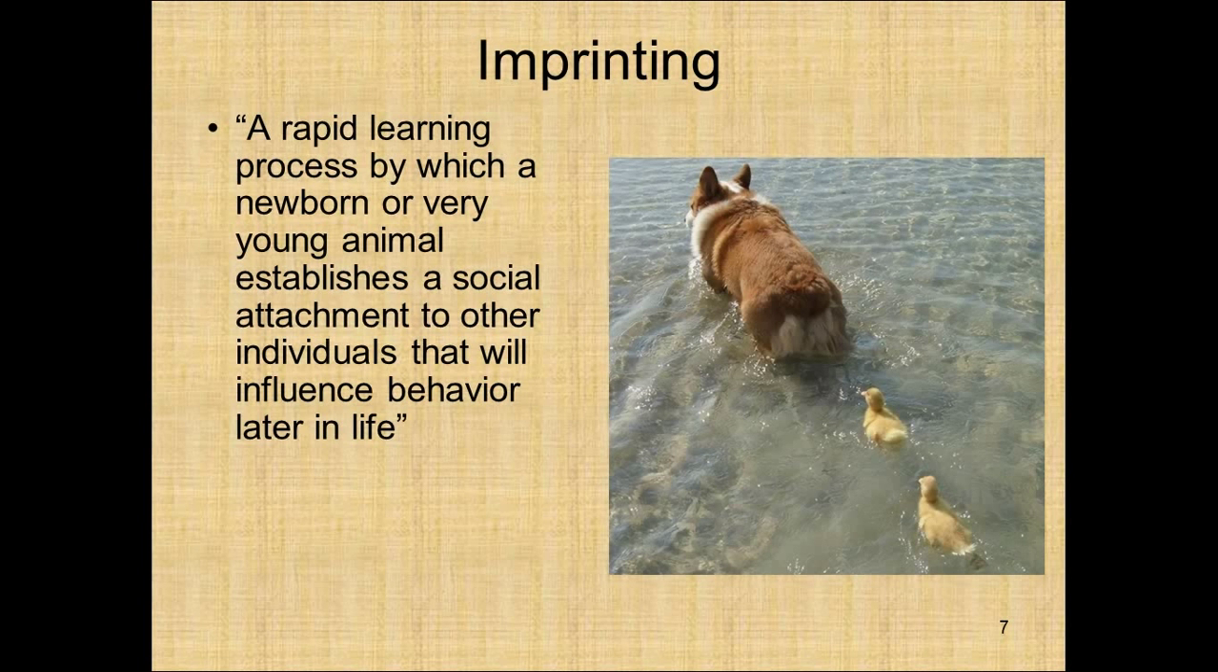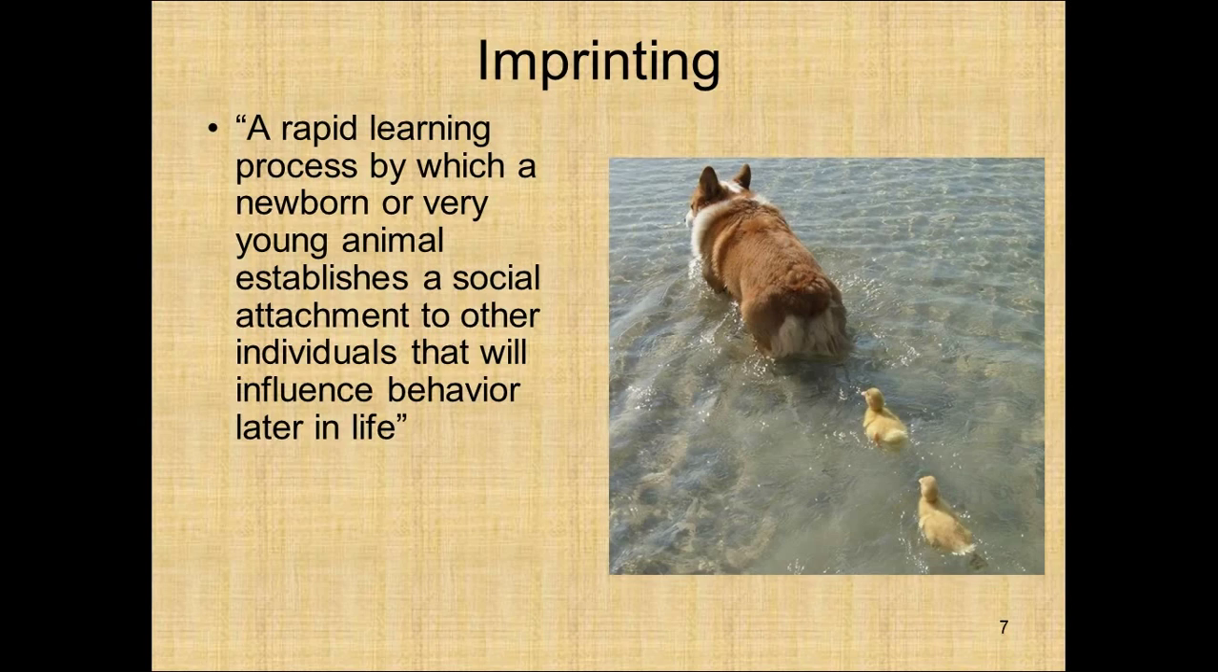Imprinting is a way for young to learn very quickly. This happens right after they're born, and there's a connection between the babies and their mother. The idea is that they will look to their mother, and their mother then will teach them the foods that they need to eat, the places they need to go for safety, and how to behave correctly within their social group. Birds and mammals are born with a pre-programmed drive to imprint on their mother.